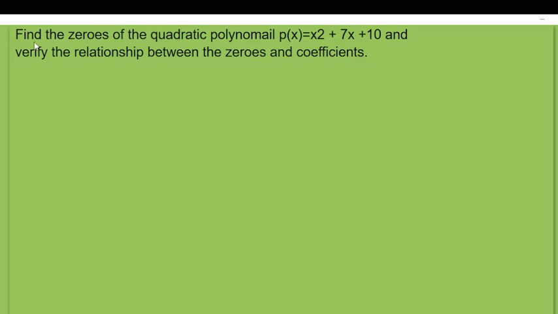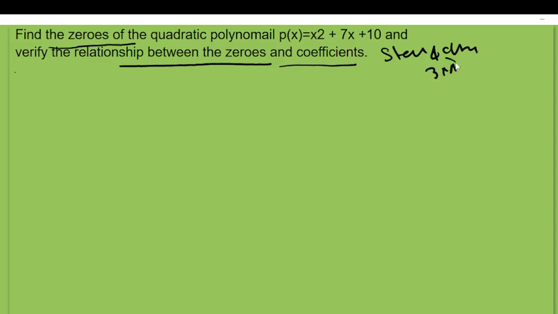Here is the question: find the zeros of the polynomial and verify the relationship between the zeros and the coefficients. This question will be compulsory for both State Board and CBSE, for 3 marks. It is one of the simple and compulsory questions for both State and CBSE.